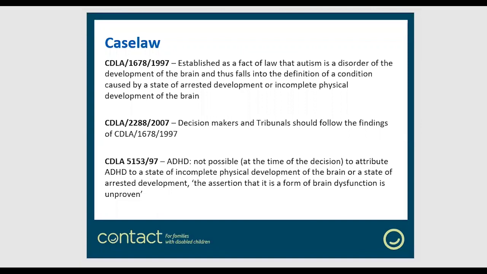So let's say that you get through that diagnostic test, and it's established, or accepted, that your child does meet the diagnostic test. You've then got to go a little bit further and show that as a result of that condition, your child has a severe impairment of intelligence and also a severe impairment of social functioning.